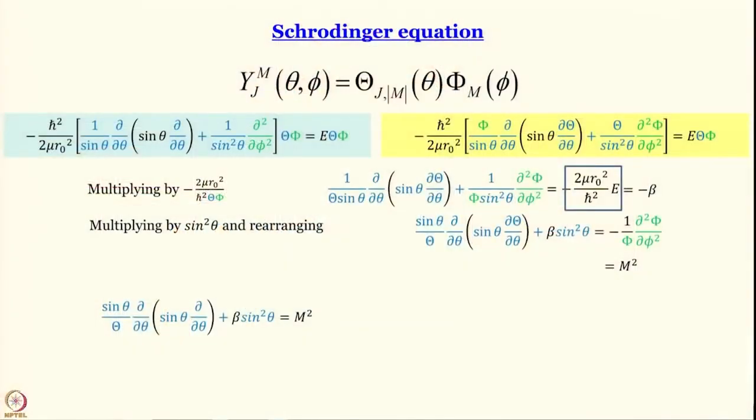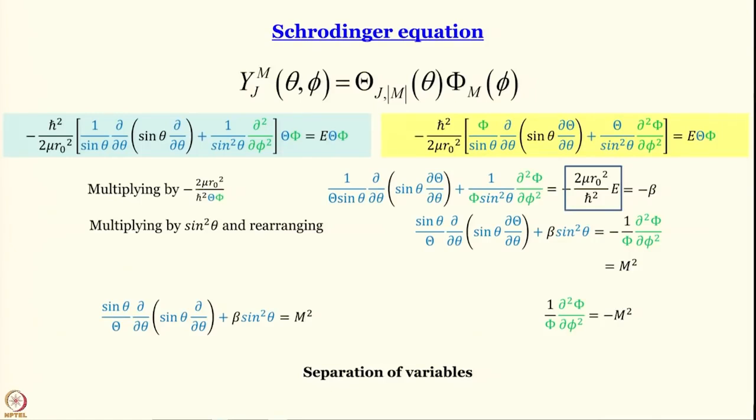Okay, what do we have? We have two equations now. We can write sin theta divided by capital theta d d theta of sin theta d d theta plus beta sin square theta is equal to m square. That is an equation that is entirely in theta, and we can write 1 by capital phi d 2 capital phi d phi 2 is equal to minus m square. That is an equation that is entirely in phi and not theta. So, we have achieved the separation of variables that we had set out to do.